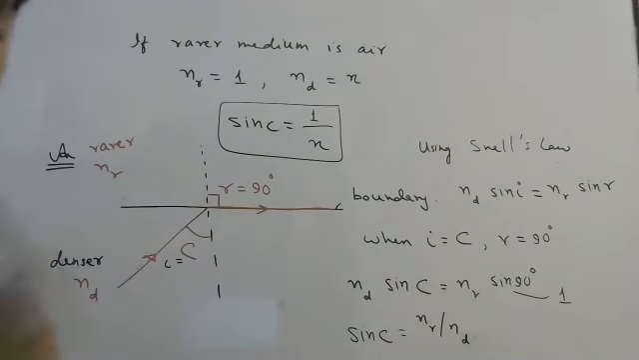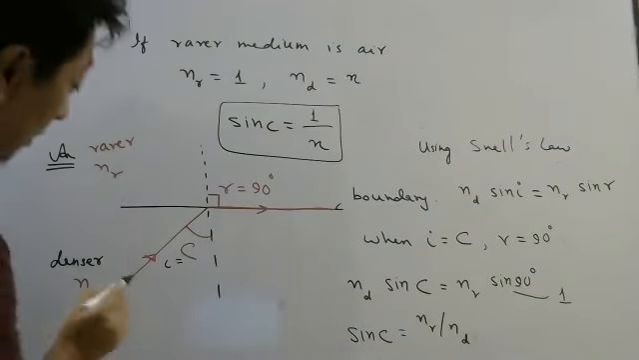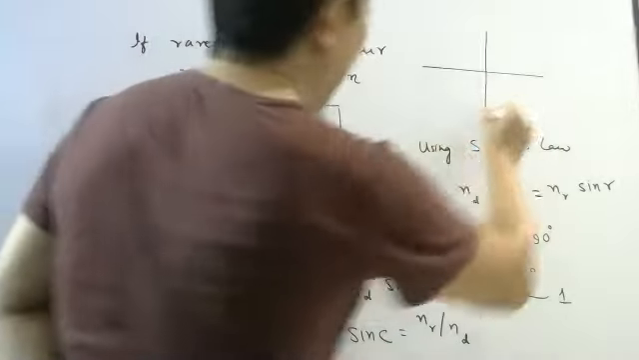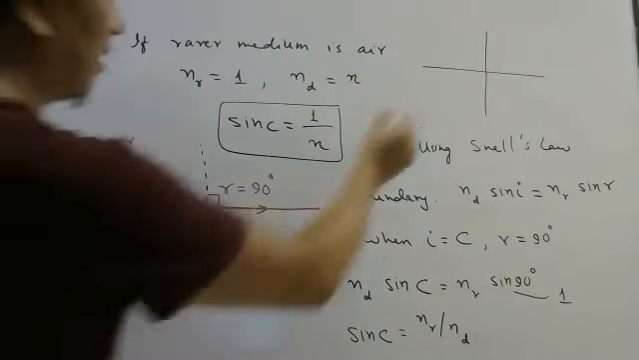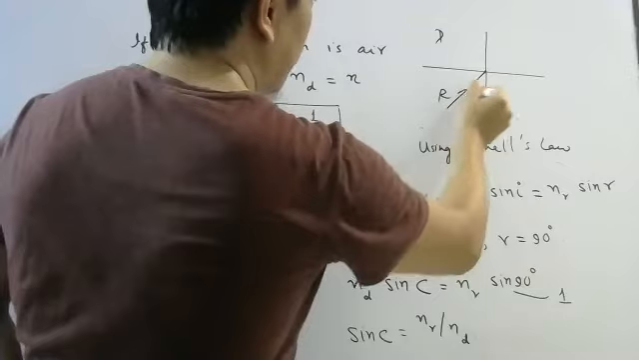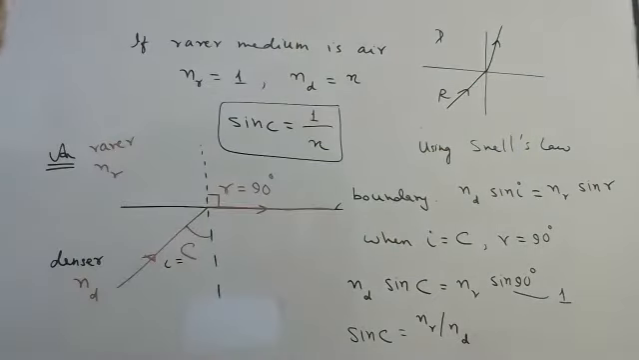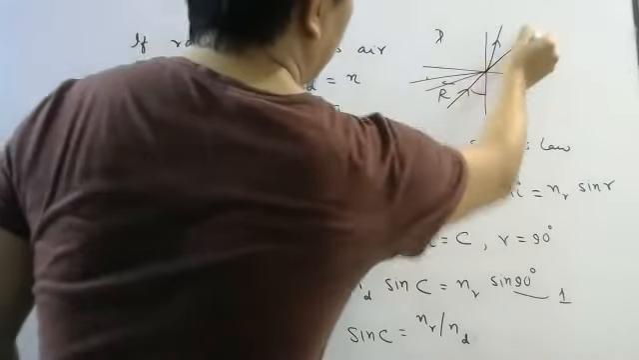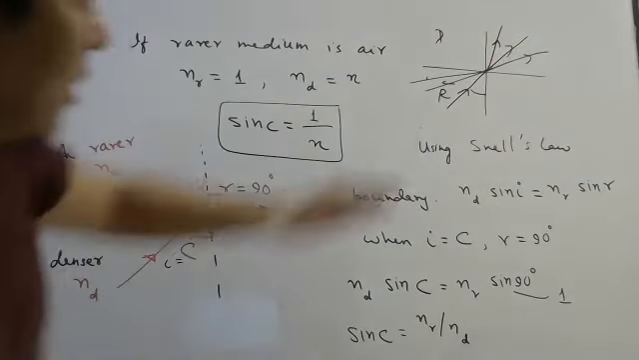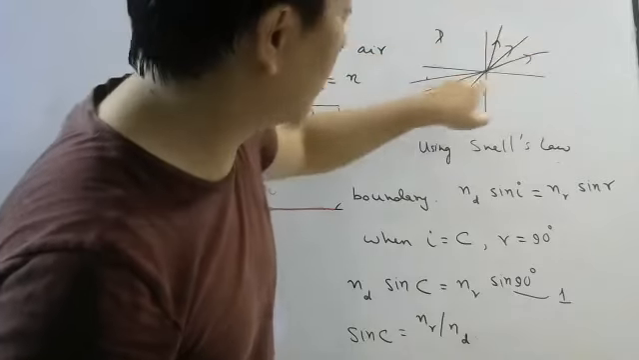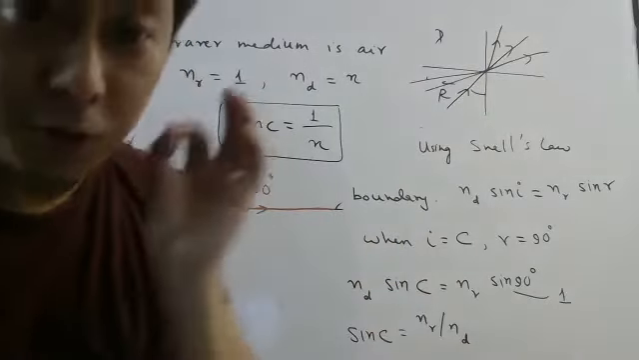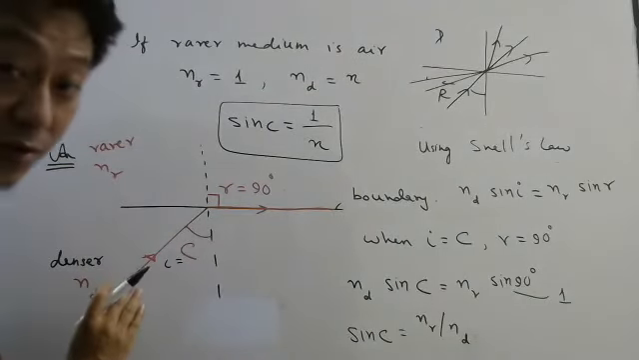Then what are the two conditions? The first condition you see, the light must travel from denser to rarer. Why, sir? Look here. If light travels from rarer to denser, then it will bend towards the normal. If it bends towards the normal, then even if you increase this angle, this light will go like this. So it will not touch the surface first. This will touch the surface first, not this one. So there is no chance of TIR. So TIR happens when light travels from denser to rarer.